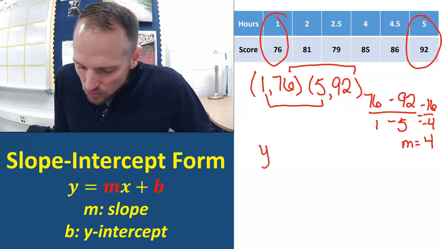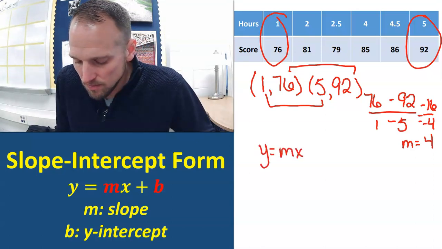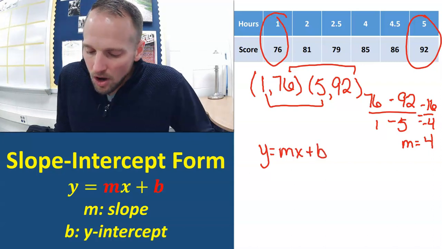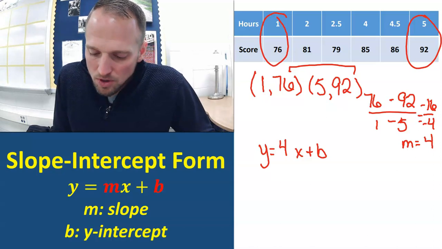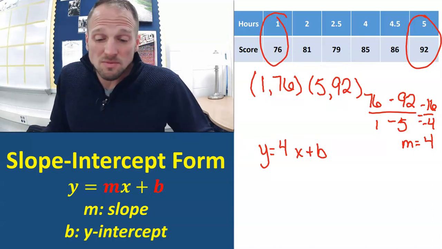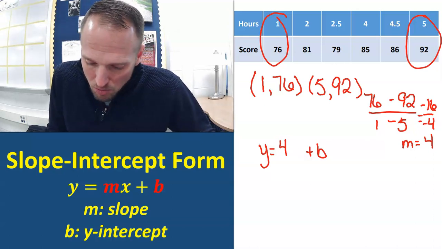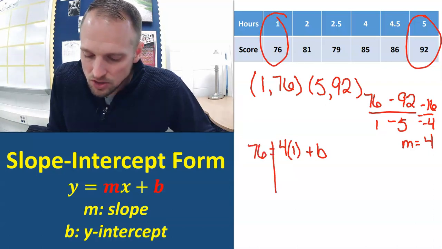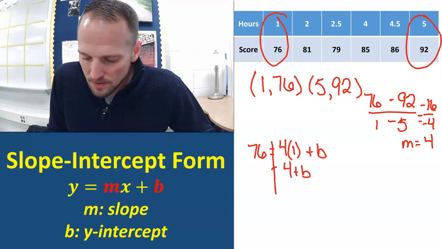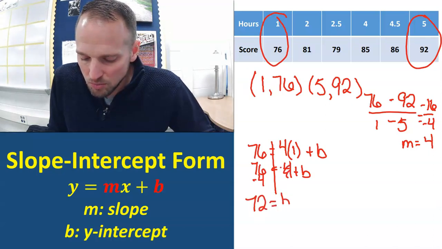Let's come back. y equals mx plus b. So our m is 4. Now come back to either one of these 2 points. I like the first one. It just looks easier to me, but you can't be wrong. You could use (5, 92), but I'm going to use 1 and 76. Okay, so 4 times 1 is 4. So 76 is equal to 4 plus b. Let's subtract that 4 over, and we're going to have 72 is equal to b.